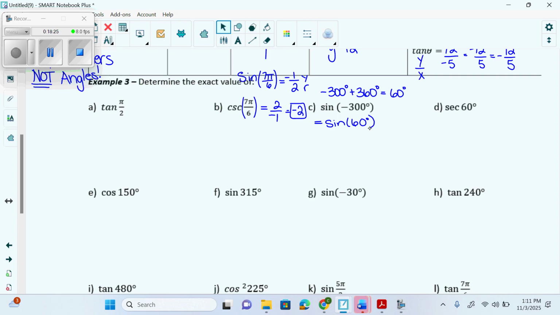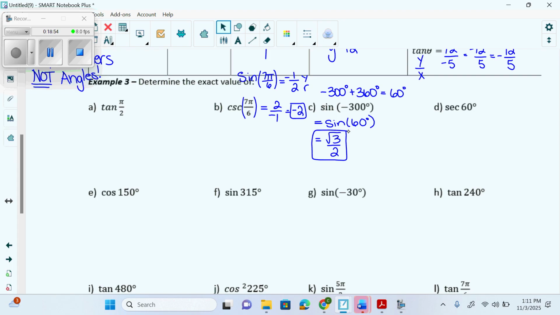We need sine. Which one is sine, X or Y at 60? Y. What is Y at 60? √3 over 2. So technically, if I went sine -300 in degree mode in my calculator, or sine of 60 in degree mode, I would get 0.8660, which is √3 over 2. I can check these, correct?